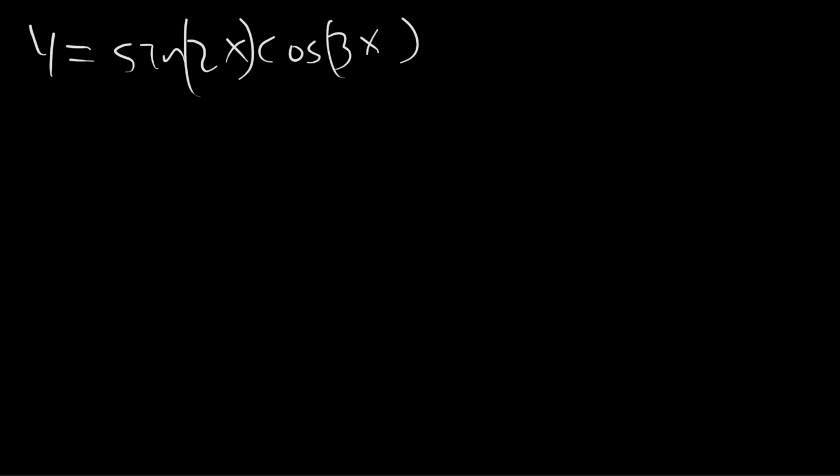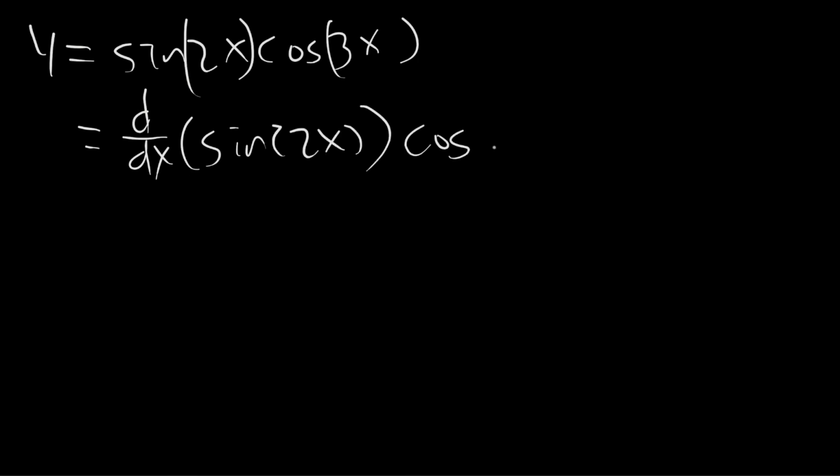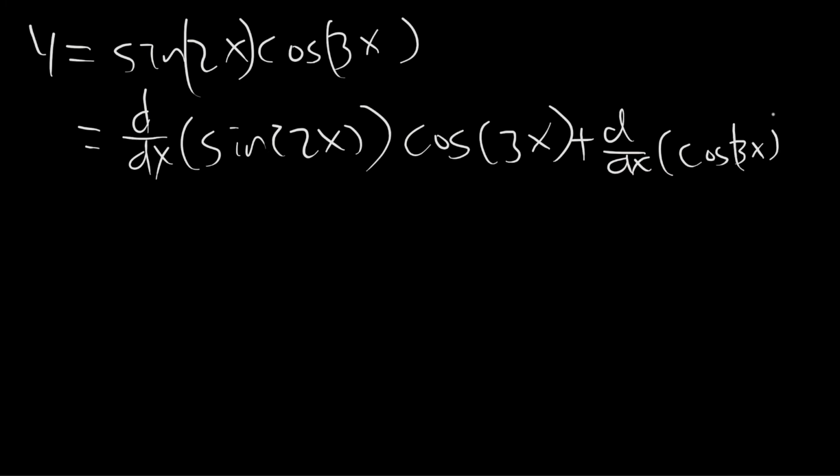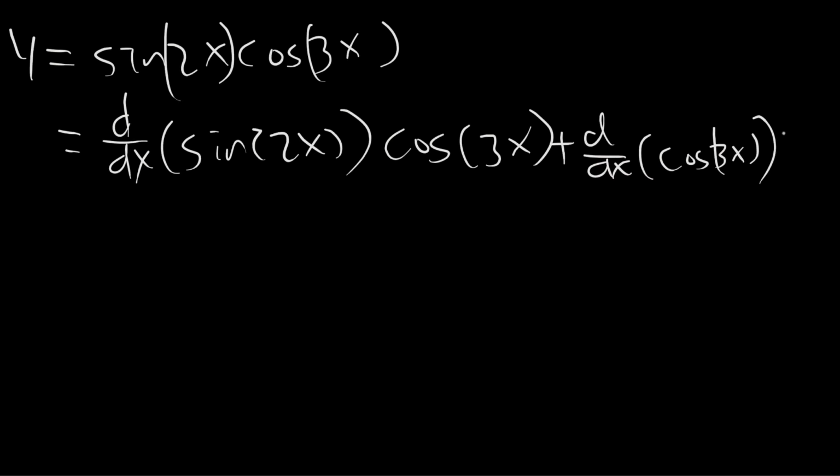y is equal to sine 2x times cosine 3x. What is the derivative of this quantity? So you need to apply the product rule, right? So take the derivative of sine 2x first, multiply by cosine 3x, and then take the derivative of cosine 3x, and times sine 2x.